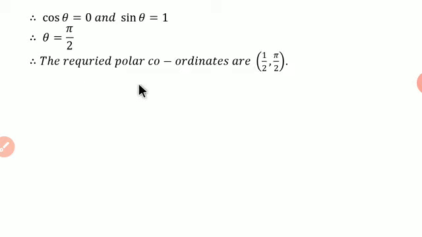Therefore the required polar coordinates are 1 by 2, pi by 2. Now see the second Cartesian coordinate as 1, minus root 3.